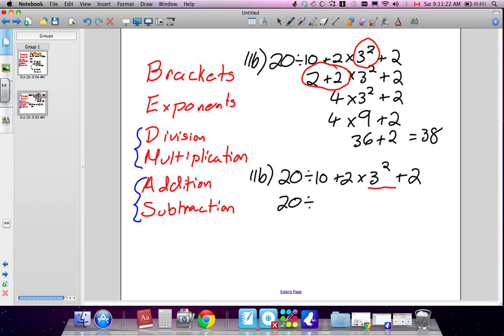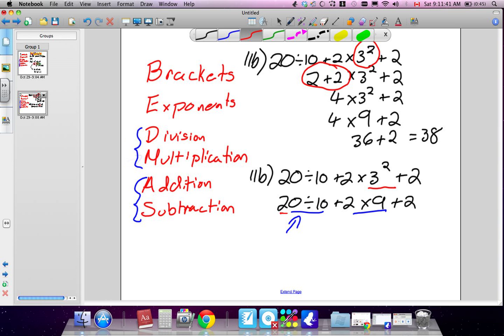Okay, so there's no brackets, we've done exponents. What's next? Division or multiplication. Okay, so we have both of those. Which one do we do first? Division. Yeah, because it comes first in the question. So what is 20 divided by 10? 2. So 2 plus 2 times 9 plus 2.